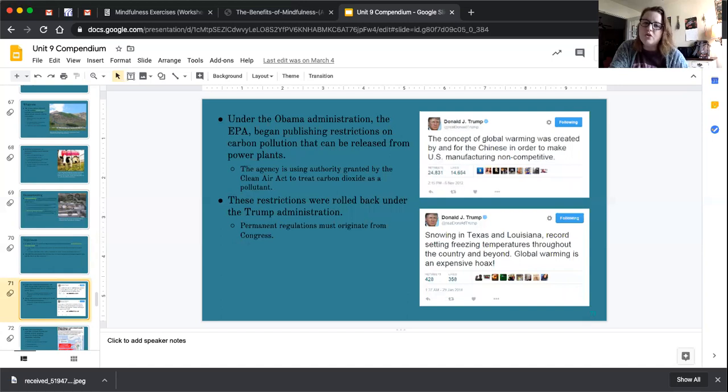Under the Obama administration, the EPA began publishing restrictions on carbon pollutants. However, these restrictions basically don't exist anymore. I will leave these tweets up for a second for your viewing pleasure.